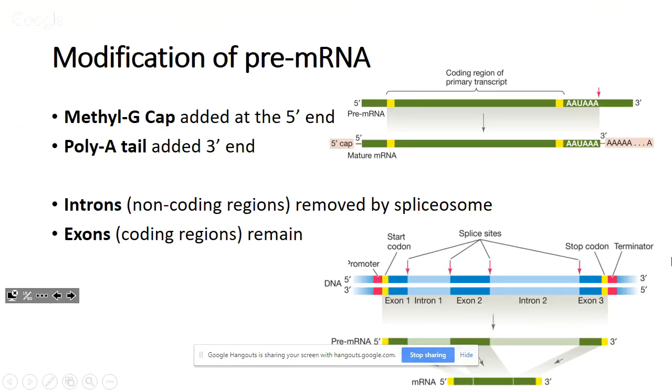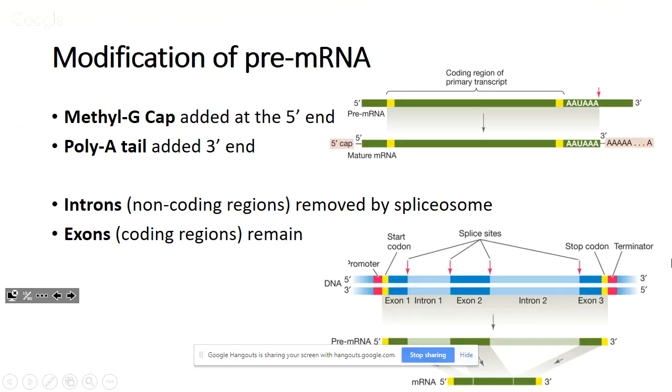Now, pre-messenger RNA can't actually produce a useful protein. It needs to be modified in some way. The first couple of things that happen are you get a methyl G cap added to the 5' end and a poly A tail added to the 3' end. The purpose of these is just to make it easier for the RNA to be transferred around the cell to wherever it needs to go, whether it needs to move to the rough endoplasmic reticulum or whether it needs to move to an independent ribosome.